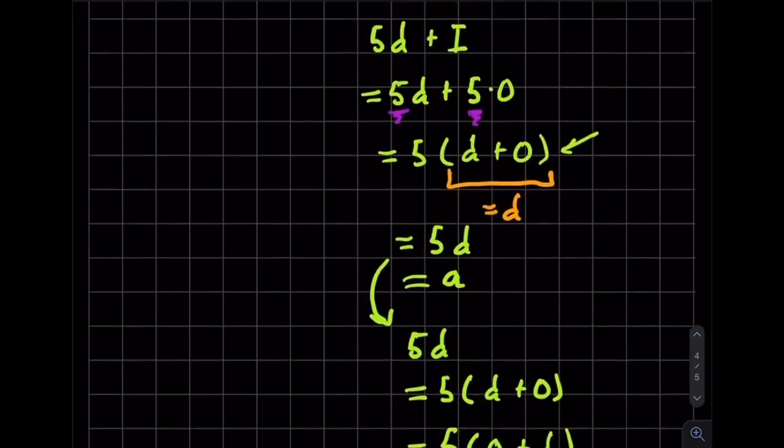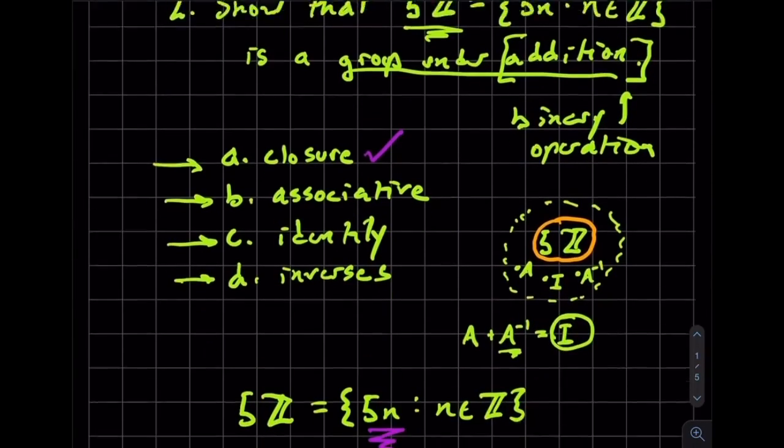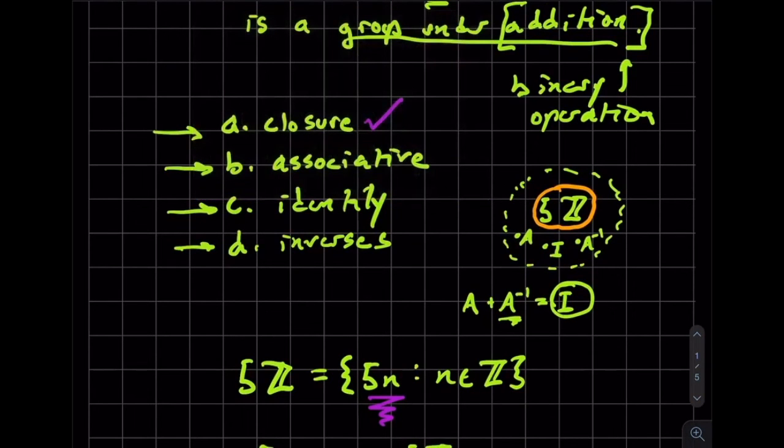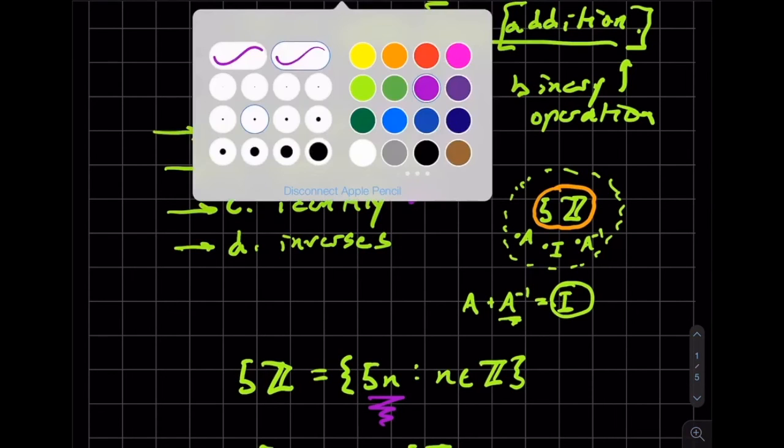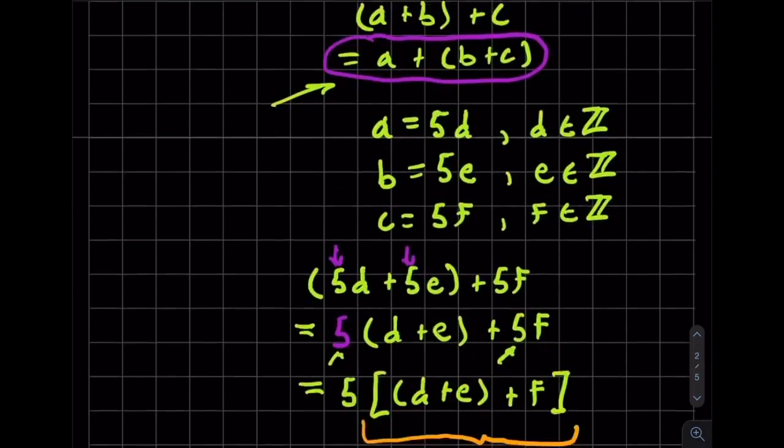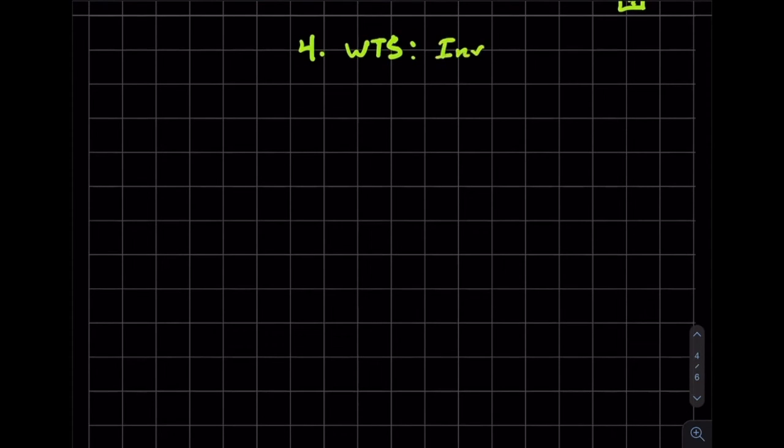And then now there's one more property to show. So now we've shown closure, associativity, identity, and now we've got inverses. Okay, so the fourth and last thing we need to show, inverses. And you can sort of see the pattern here. We're going to again leverage what we know about the integers in order to show something about the set 5Z.